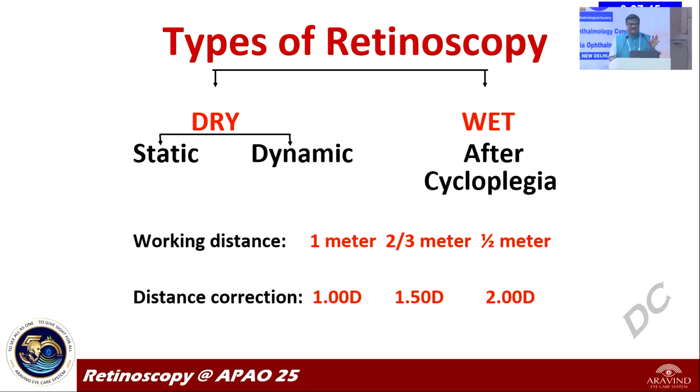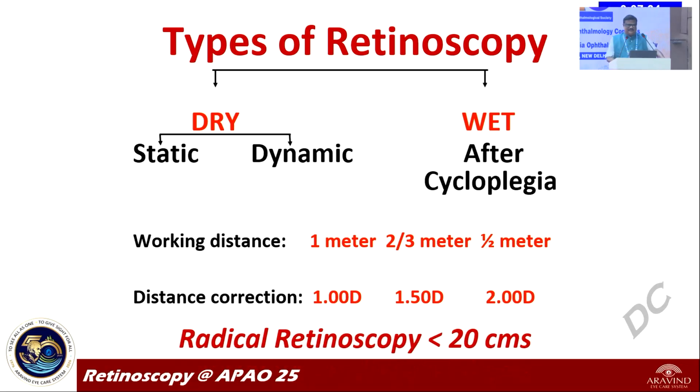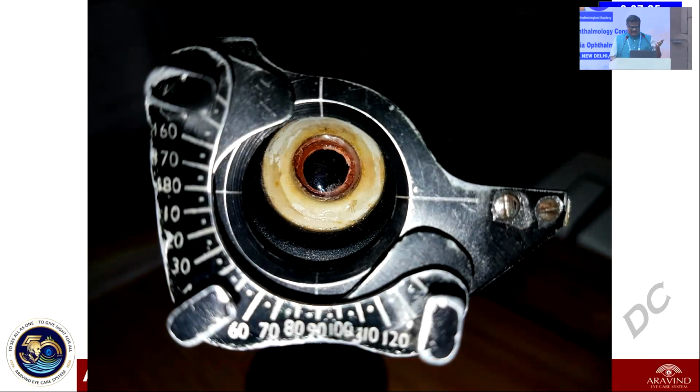Dry is without a cycloplegic, wet is with cycloplegic. And if the patient is looking far away and you do it without a cycloplegic, it's called static. If they are looking into the light, it's called dynamic. The working distance is ideally 2/3 of a meter, which is the arm's distance, and 1 meter is for practically calculating during your learning stages.